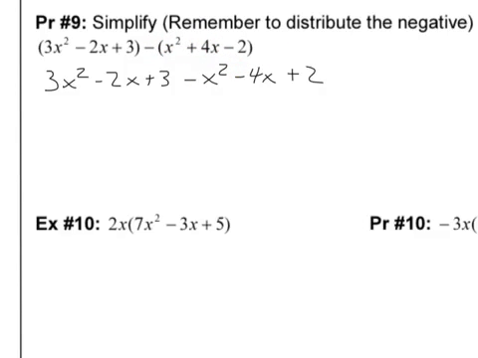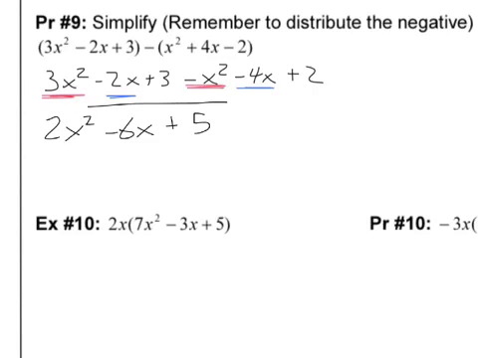Okay, now let's combine my like terms. 3x squared minus x squared. Let's do this with some color. So these are like terms. These are like terms. And the numbers I didn't underline. So we would get 3x squared minus x squared is 2x squared. And negative 2x and negative 4x is negative 6x. 3 plus 2 is 5. There we go, we've simplified that expression.